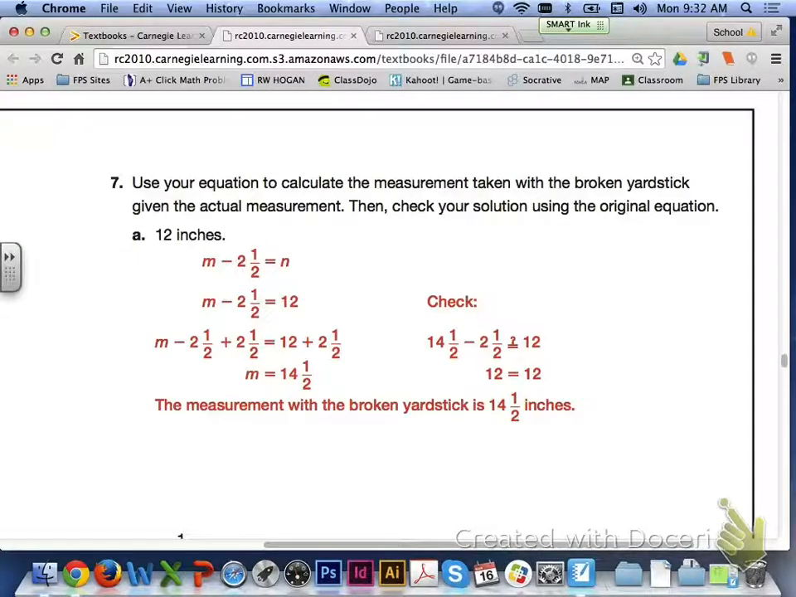For each of the values that we are given in number 7, they are going to represent the variable N, which is the actual measurement. When we use an inverse operation in order to try to figure out the value of M for letter A, it is going to be 14.5 inches. When we check our solution, we can see that balance is maintained in the original equation.